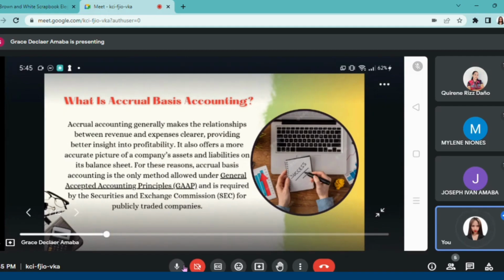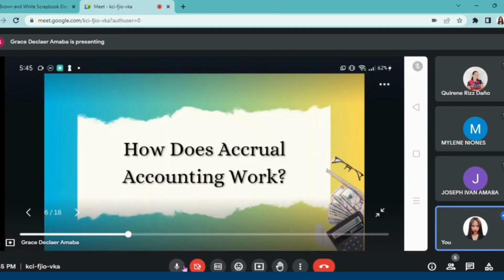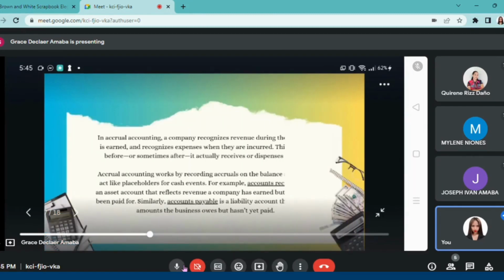Next slide. So how does accrual accounting work? In accrual accounting, a company recognizes revenue during the period it is earned and recognizes expenses when they are incurred. This is often before or sometimes after it actually receives or dispenses money.